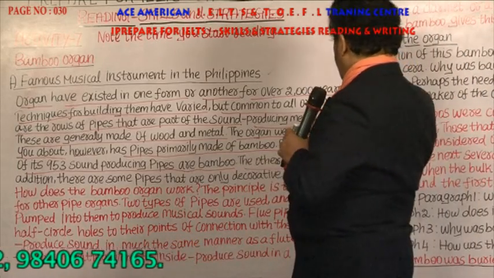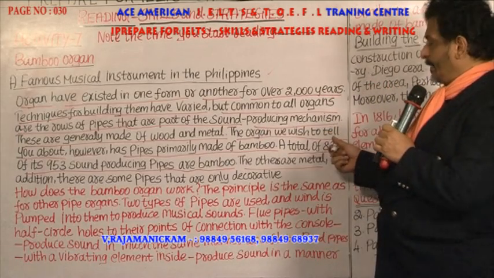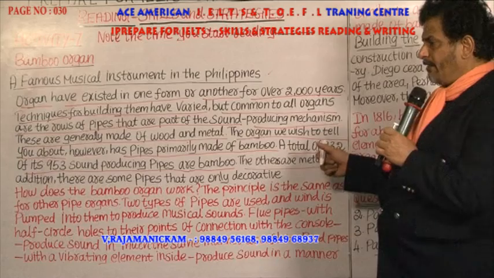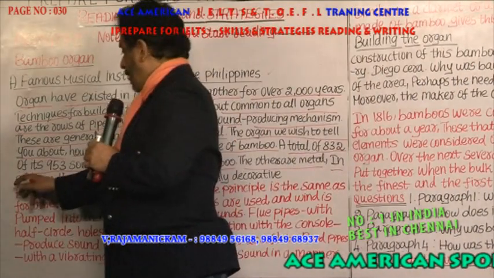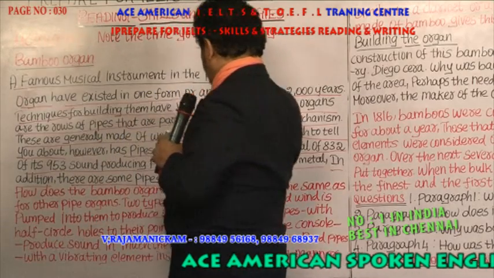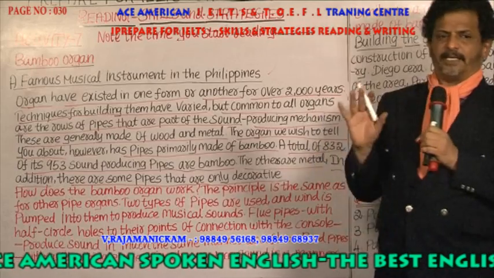The remaining are made of metal. 832 are made of bamboo. The remaining are made of metal. In addition, there are some pipes that are only decorative. So some pipes are only for decorative purposes, not for the musical instrument, right?